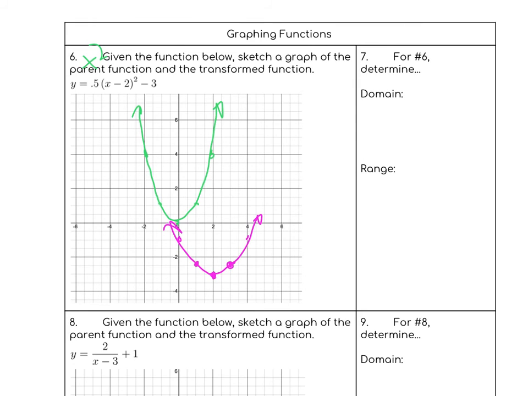For number 6, determine the domain. The domain, really of both of them, is all real numbers. For the range, for my new function, my transform function, it is from -3 to infinity. So bracket on that, parentheses there. For my parent functions, it's from 0 to infinity.